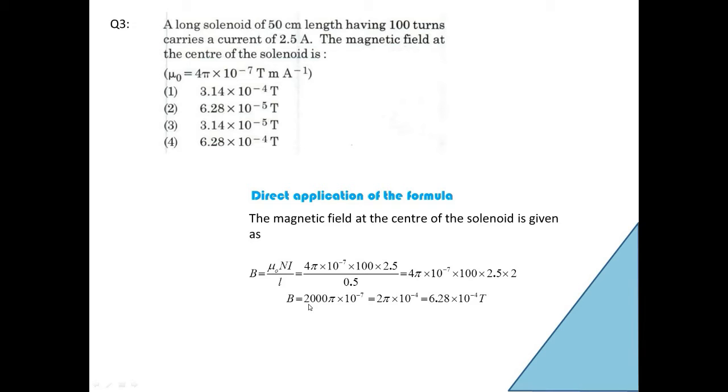This is 2 pi into 10 power 3, 10 power minus 7, so 10 power minus 4, so 2 pi. 2 pi we know is 6.28, taking pi as 3.14. This 10 power minus 4 as it is. So what is the answer? 6.28 into 10 to the power of minus 4 Tesla. The fourth option is correct. Okay, go to the next one.